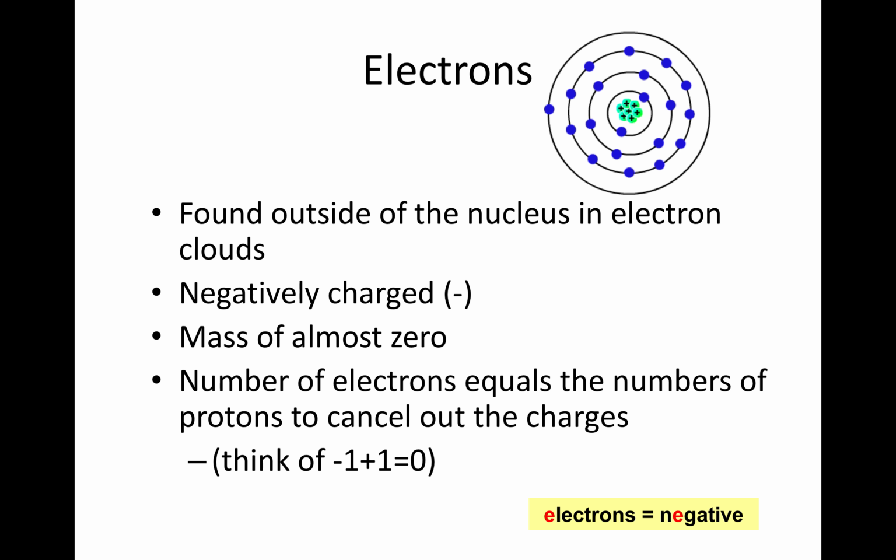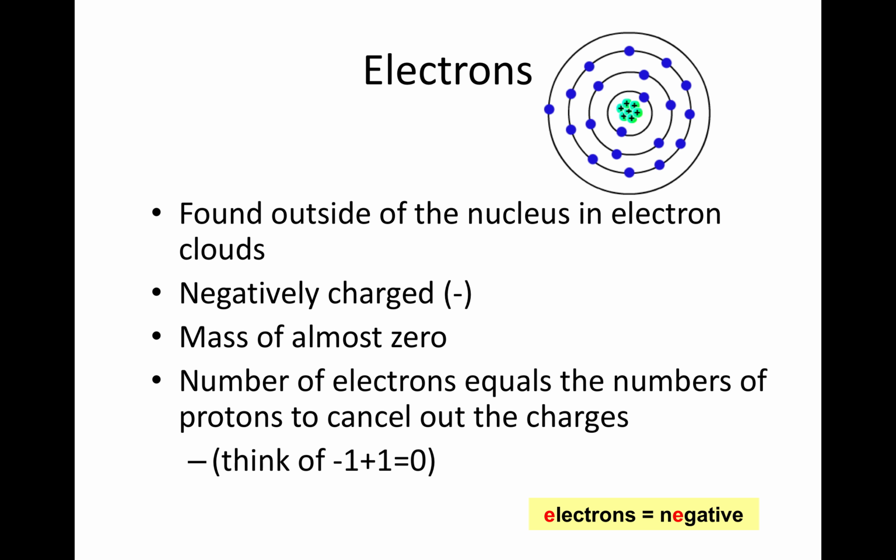And then, of course, we have our electrons. Up there at the top, we have some sort of Bohr model representing some sort of atom. We know that our electrons are found outside of the nucleus in the electron cloud. We will talk more specifically about how the electron clouds are organized coming up soon. Those electrons are negatively charged, and they have a mass of almost 0.